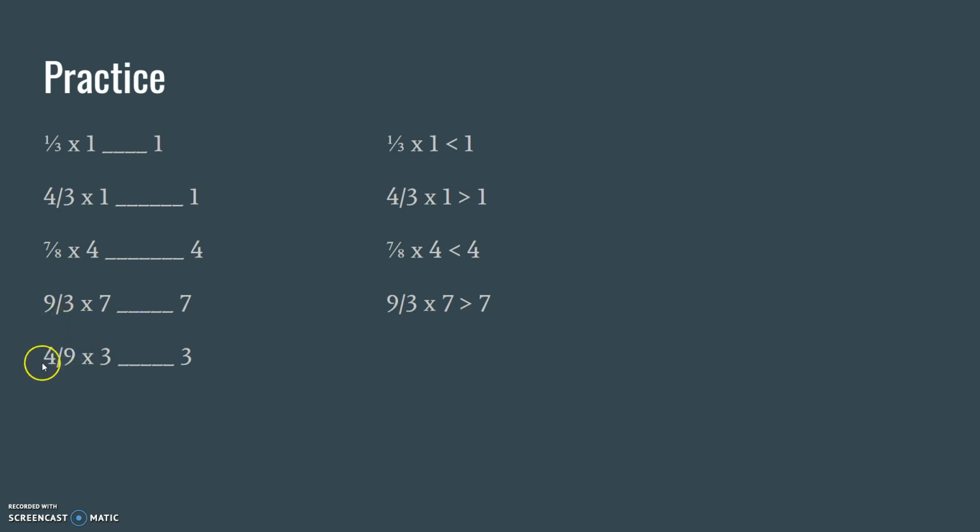And then we come back here and we have 4/9. We know that this is going to make this 3 smaller. So we take the 4/9 and we times it by 3. We know that's going to be smaller. So we know this 3 is going to be greater than this because the 4/9 is going to make this full 3 smaller.